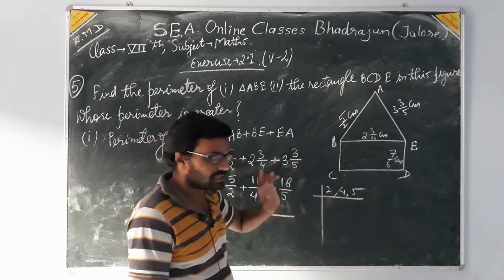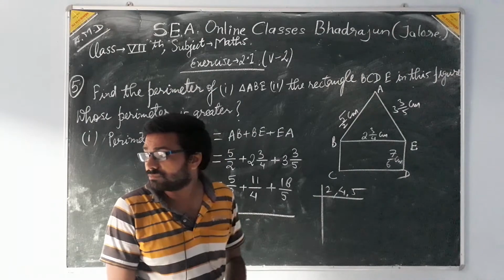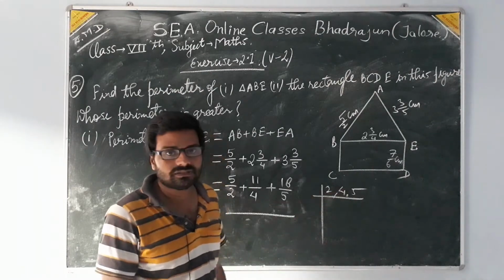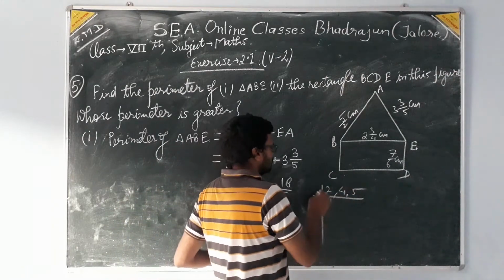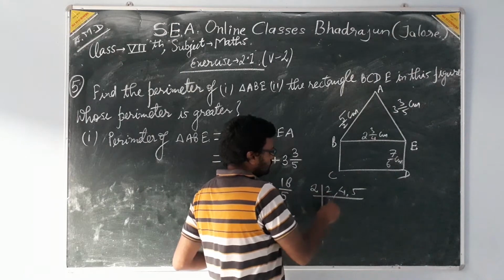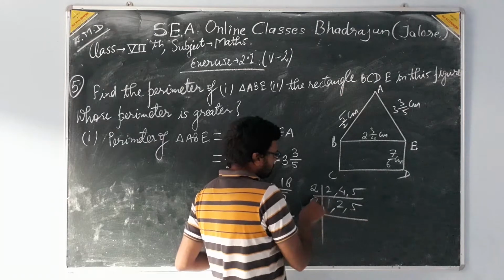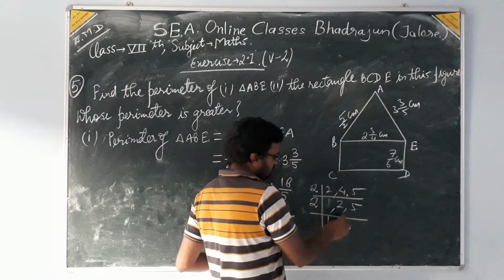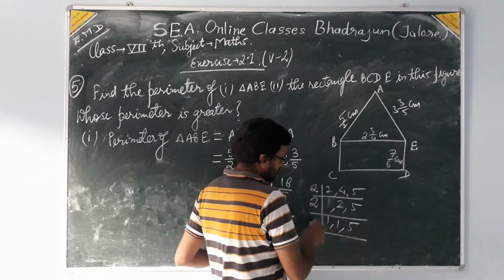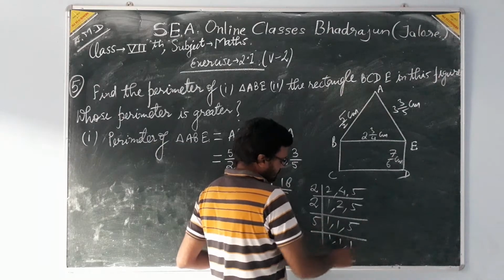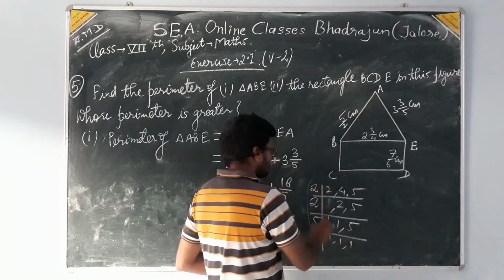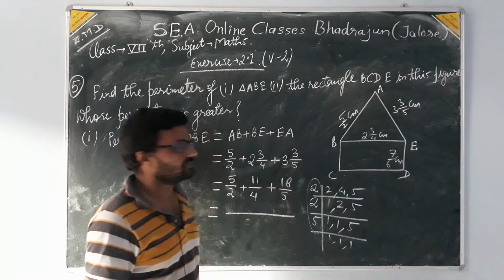So we will choose a number by which one of the numbers in these three numbers should be divisible. So we will divide by 2. 2 ones are 2, 2 twos are 4, and this is 5. Okay, after that we will again divide by 2. 2 ones are 2, this is 5. Now we will divide by 5. This is 1, this is 1, this is 1. Okay, after multiplying these numbers we will get the LCM.